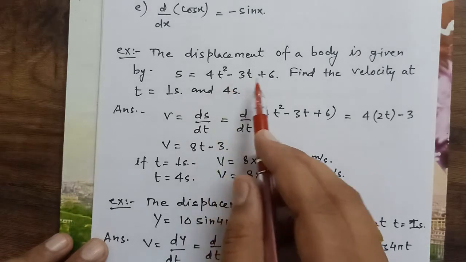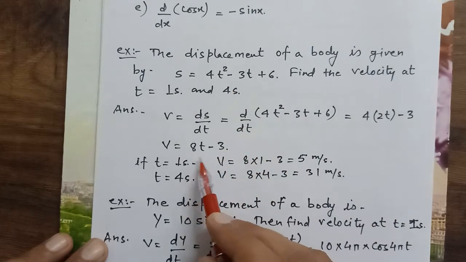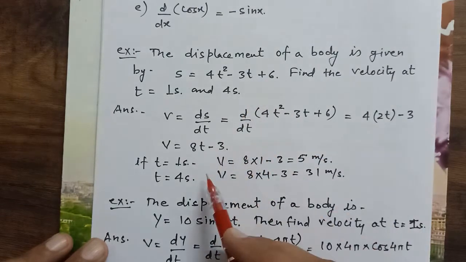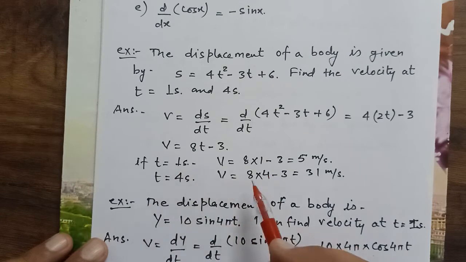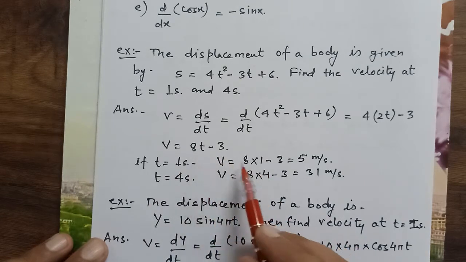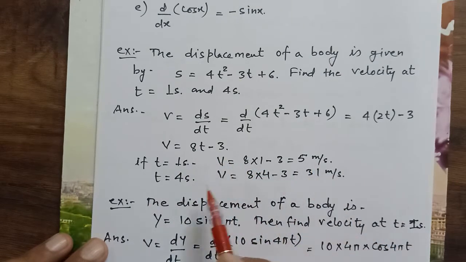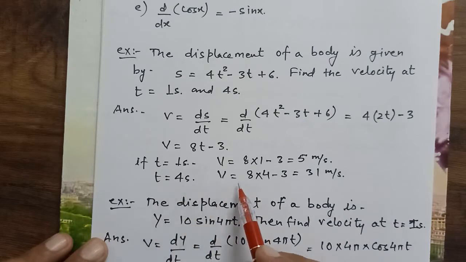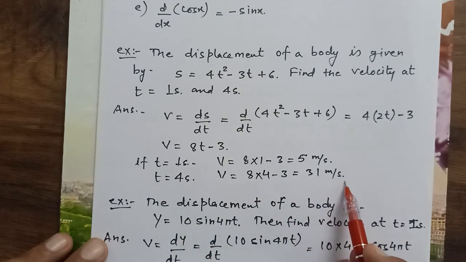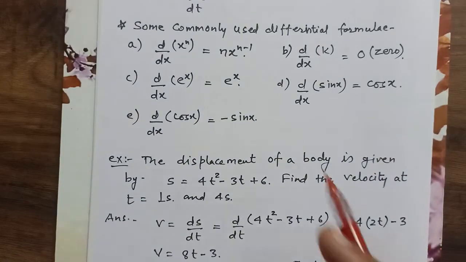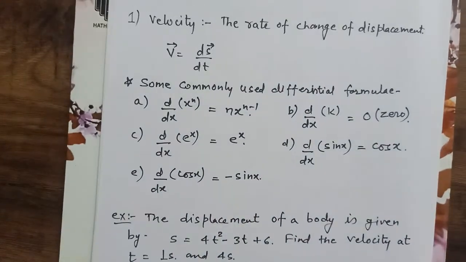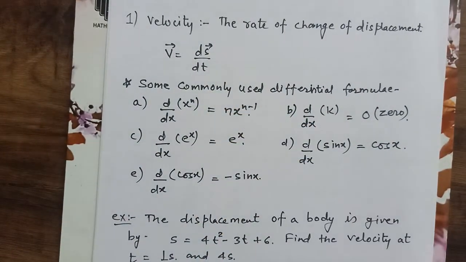Now you can see that v is also a time-dependent term, and the unit will be meter per second if the displacement is in meter, or centimeter per second if it is in centimeter. If t equals 1 second, we just put 1 here and you get 5 meter per second. For t equals 4, you get 31 meter per second. This is how we calculated velocity by using a differential formula with v equals ds by dt.